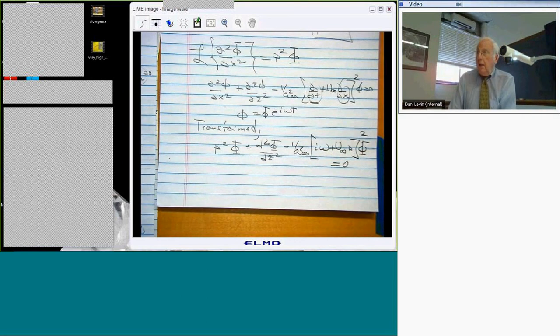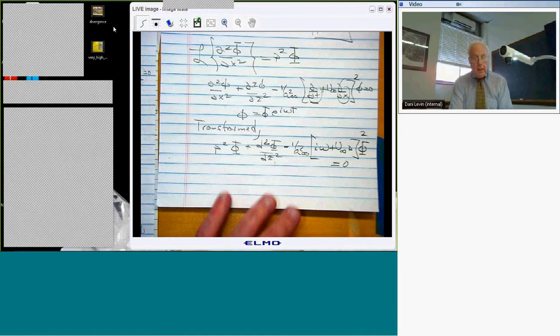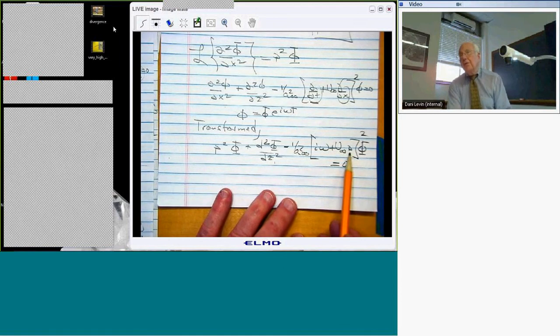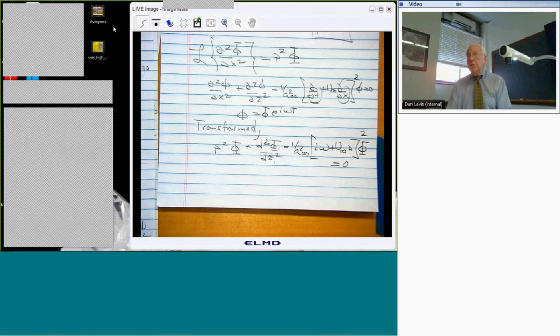Why did I do all this? Well, I've now reduced this to an ordinary derivative equation only in Z, and it's constant coefficient. Now, it's true that one of the coefficients involves the frequency, but you tell me the frequency and it's a number. It also involves the Laplace transform variable, which it should, because eventually I'm going to have to do the inverse transform. But it's an equation which I can easily solve.